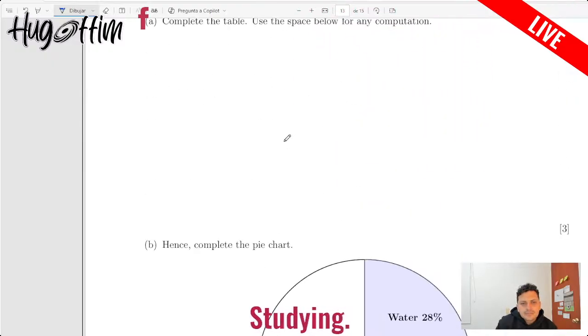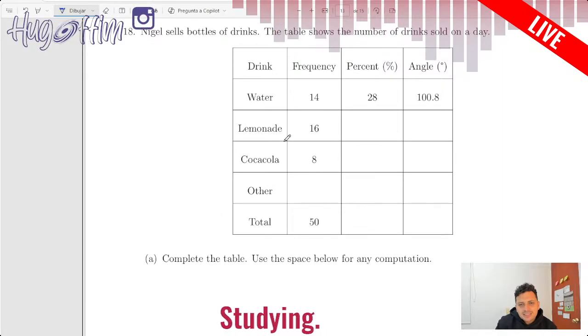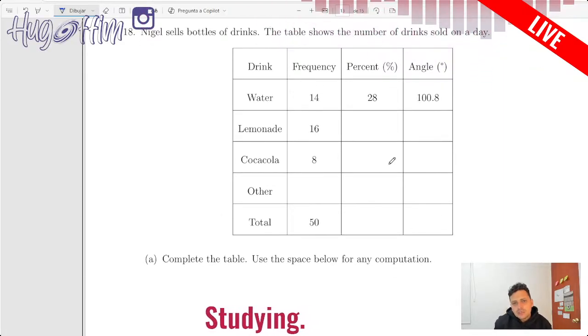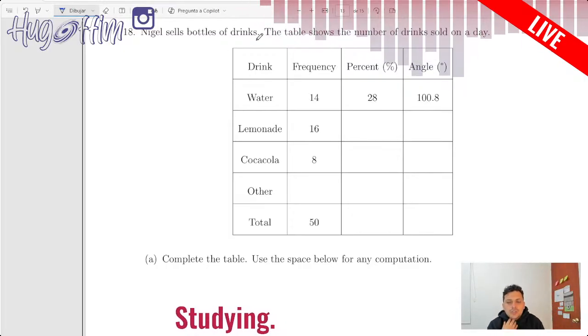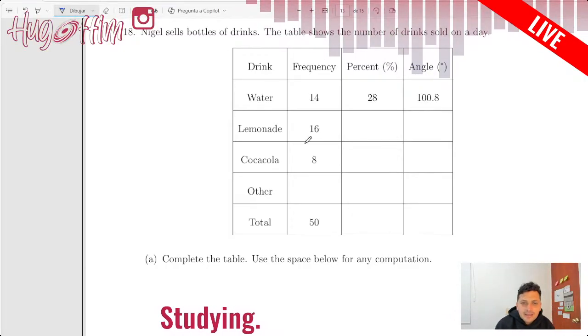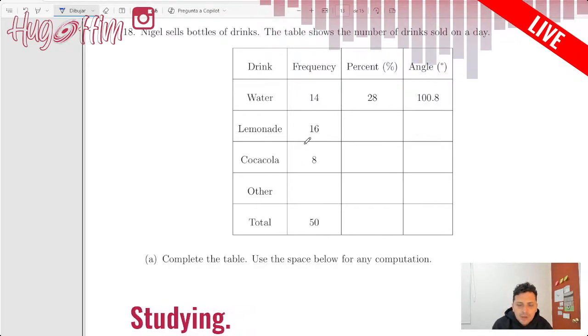18B. 18B is to create the pie chart, and to create the pie chart, you need to complete this information. Okay, so it says it sells bottles of drinks. The table shows the number of drinks sold on a day, and you must complete the table. Use the space for any computation.